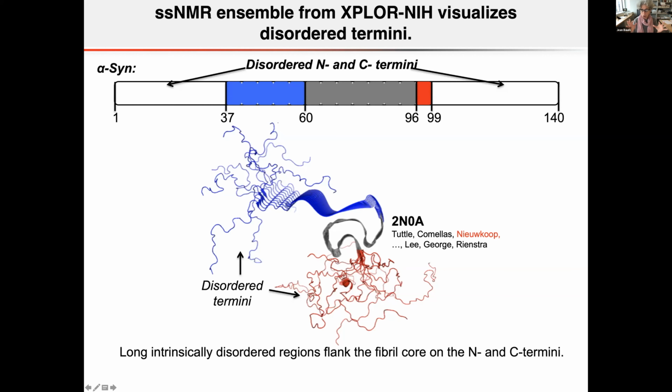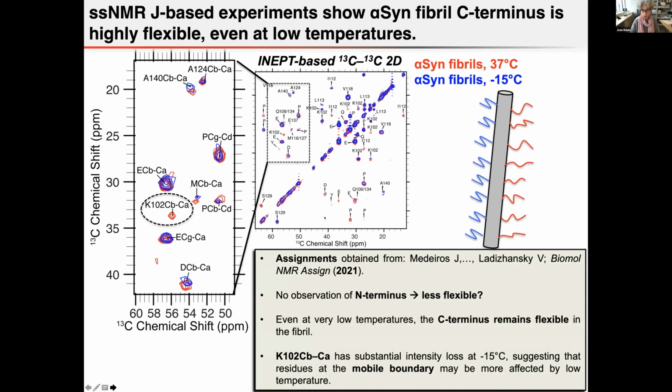These disordered termini in the solid state NMR structures arise because, as in solution NMR, there are no restraints. And when you do your MD calculations, these come up as disordered, floppy regions. But what's nice is you can actually see these disordered regions, and we've done that in our laboratory with solid state NMR J-based experiments, which highlight the mobile disordered regions in the protein.